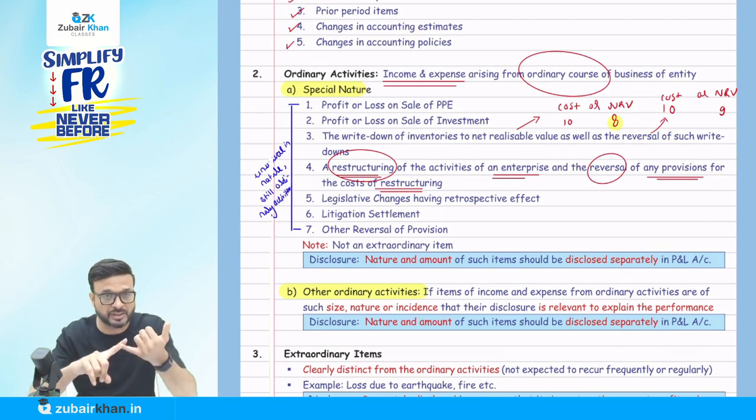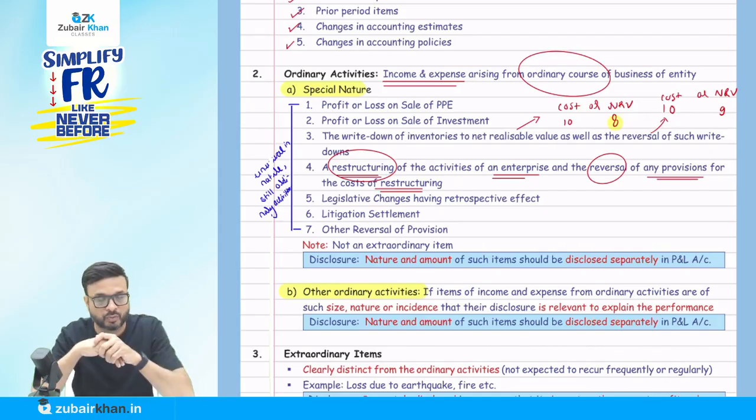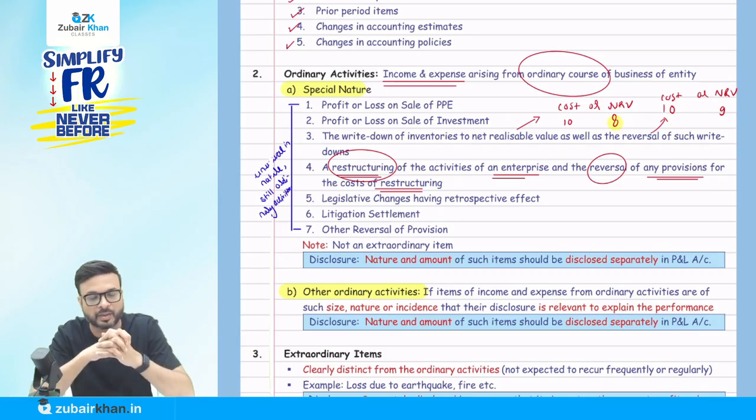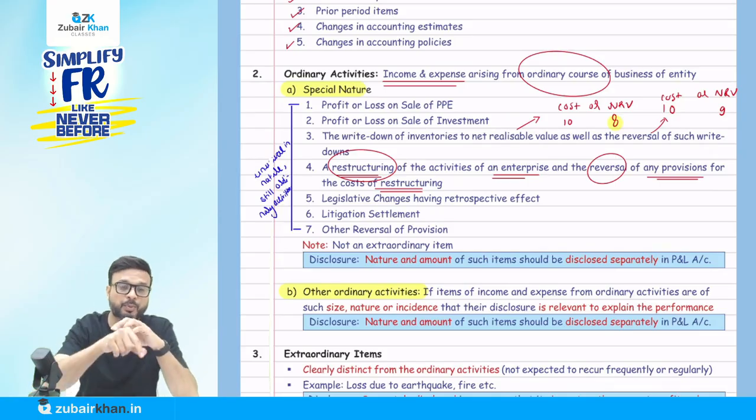Okay, input GST, you claim it. But now suddenly a law comes that says no, retrospective effect has to be given. Whatever input VAT or input GST you have claimed in the last 6 months that year has to be cancelled. So you have claimed the input VAT on that.